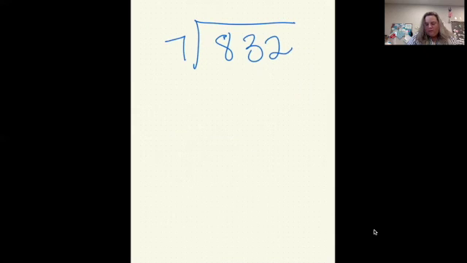So as you're helping our kids, it will be really beneficial if you pick numbers where the divisor, this is the divisor, goes easily into the first number of the dividend.